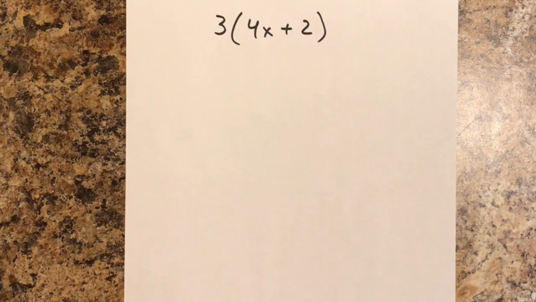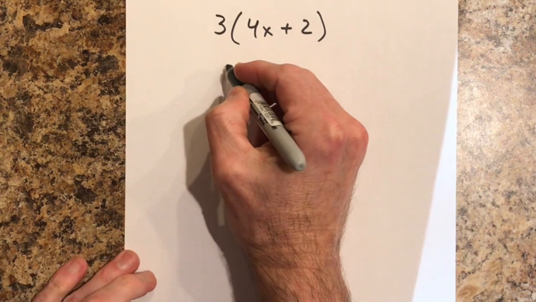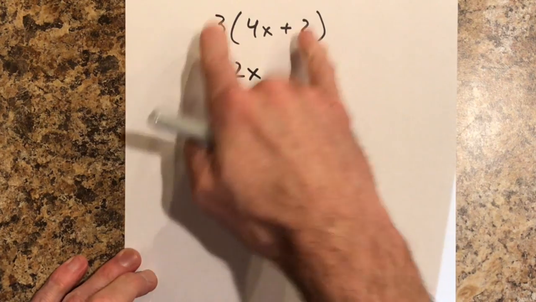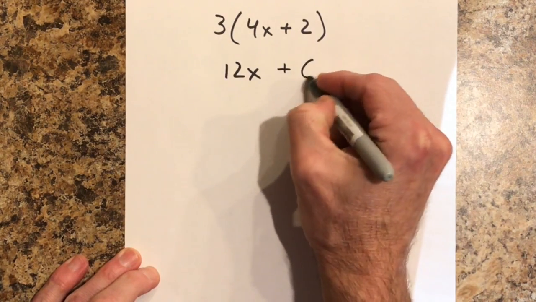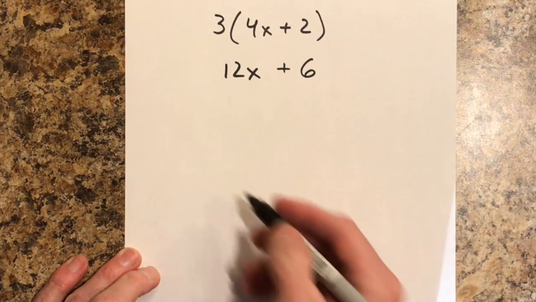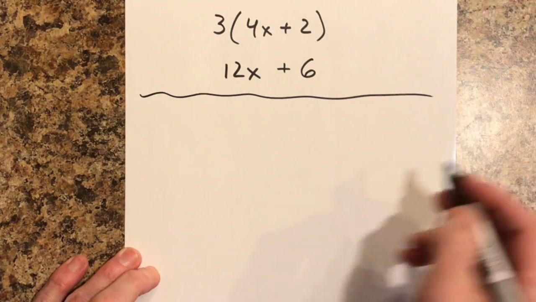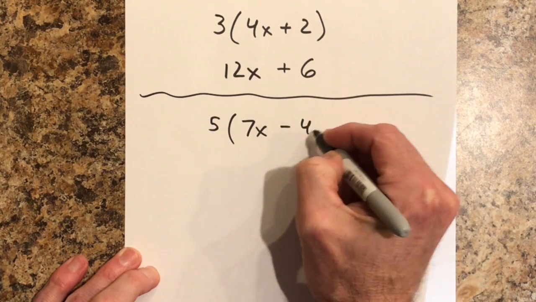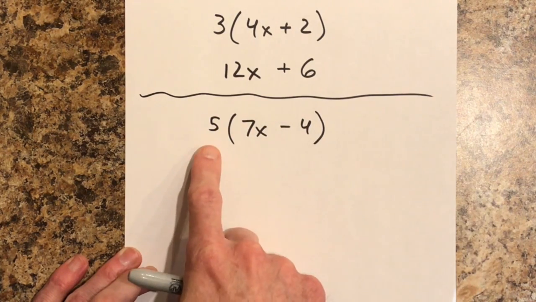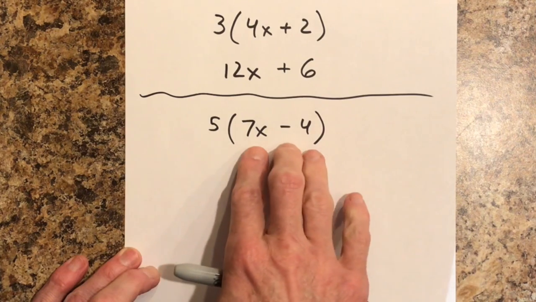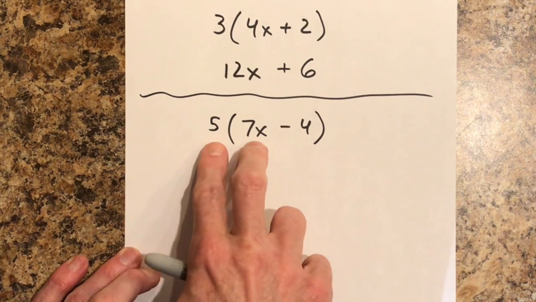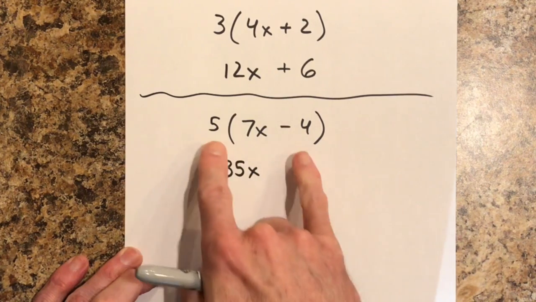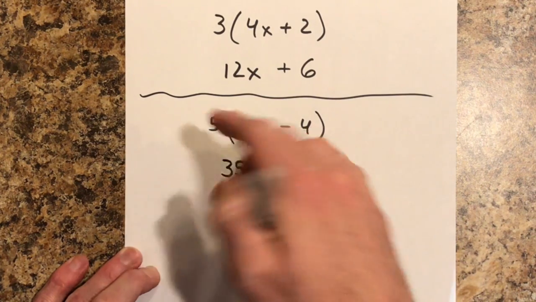3 groups of 4x, 3 times 4x is 12x. 3 groups of 2, or 3 times 2, is 6. One more expression without tiles. This says 5 groups of 7x minus 4. So 5 groups of 7x. And 5 groups of 4.